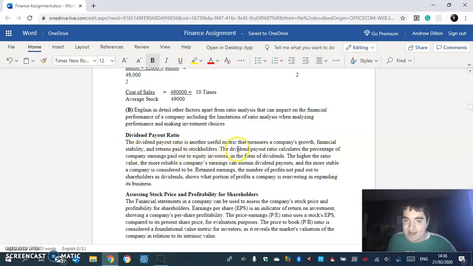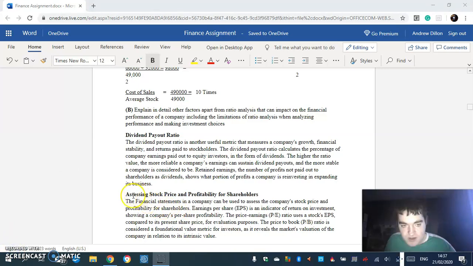The dividend payout ratio calculates the percentage of company earnings paid out to equity investors in the form of dividends. The higher the ratio value, the more reliable a company's earnings are to sustain dividend payouts, and the more stable a company is considered to be. Retained earnings, which is the amount of profits not paid out to shareholders as dividends, shows what portion of profits a company is reinvesting in expanding its business.